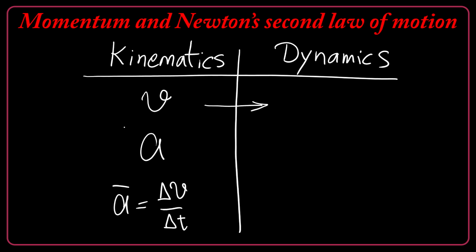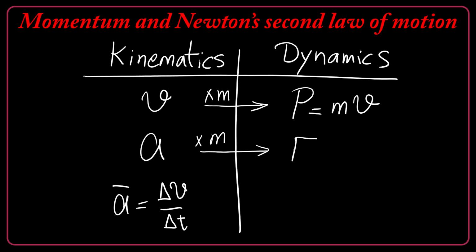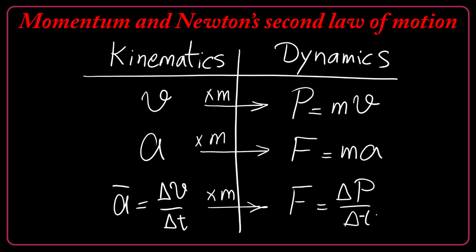Little brothers are the ones on the left side here in the kinematics column, by mass. So I multiply velocity by mass and I will get momentum. Momentum is mass times velocity, it's the big brother. Then the little brother of acceleration is multiplied by mass and I will get force, the big brother of acceleration, ma. And likewise, if I multiply both sides by mass, I will get force is equal to delta p over delta t. The same relationship that the big brothers have.